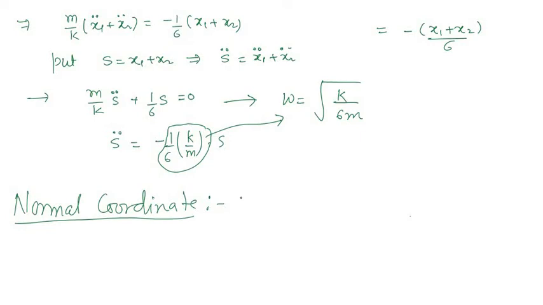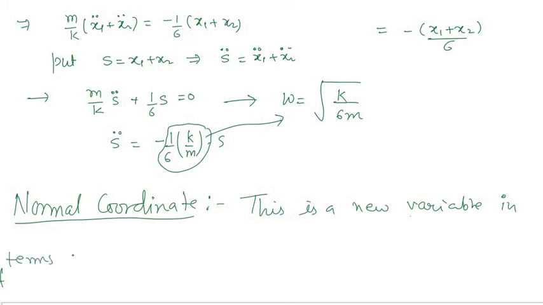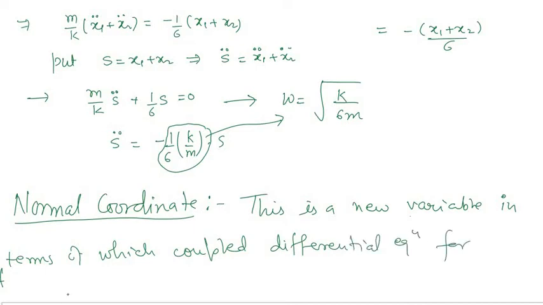So basically this is a new coordinate, a new variable in terms of which the coupled differential equation for masses is reduced into the equation of SHM.